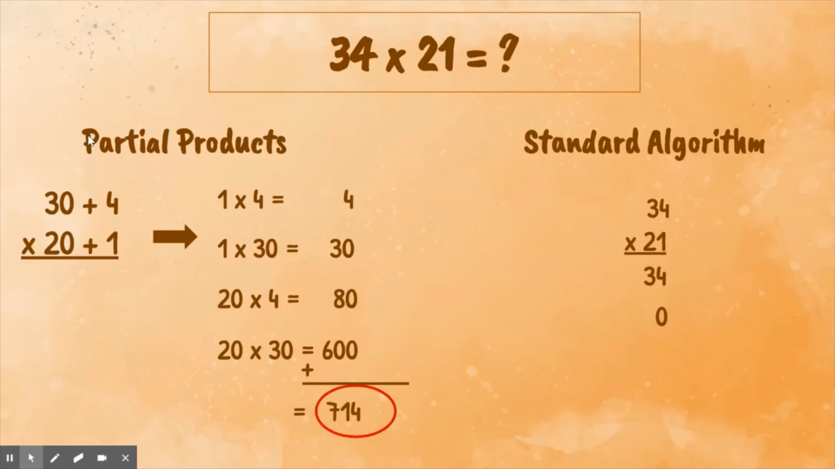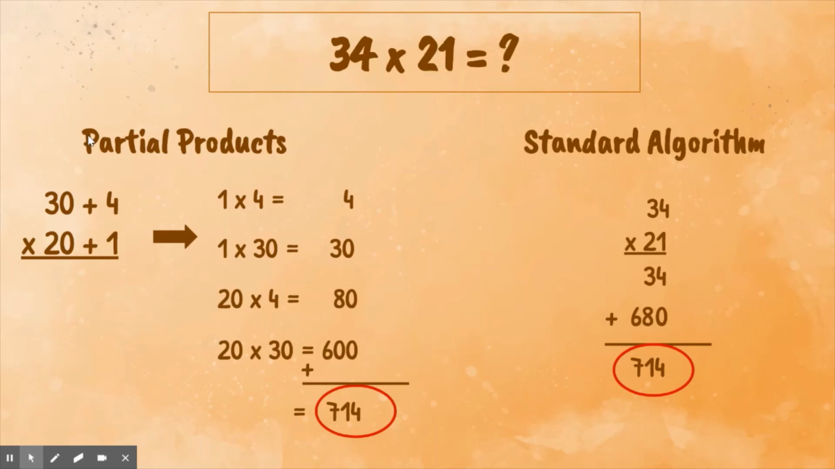The next thing I need to do is move over to 2. 2 times 4 is 8, and 2 times 3 is 6. But if we're talking about place value, that's 20. So it's really 20 times 4, which is 80, and 20 times 30, which is 600. This is why we get 680. The next thing I would do is add those up, and I can see I would get the same result. It equals 714.